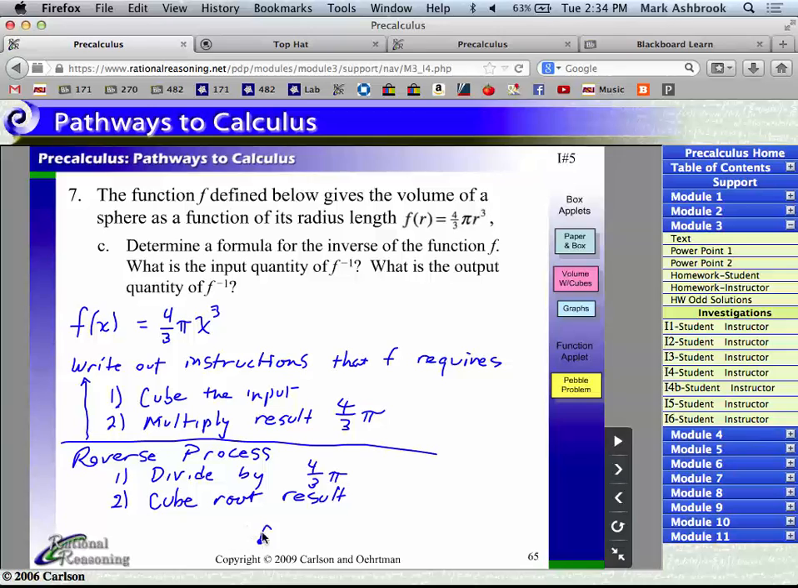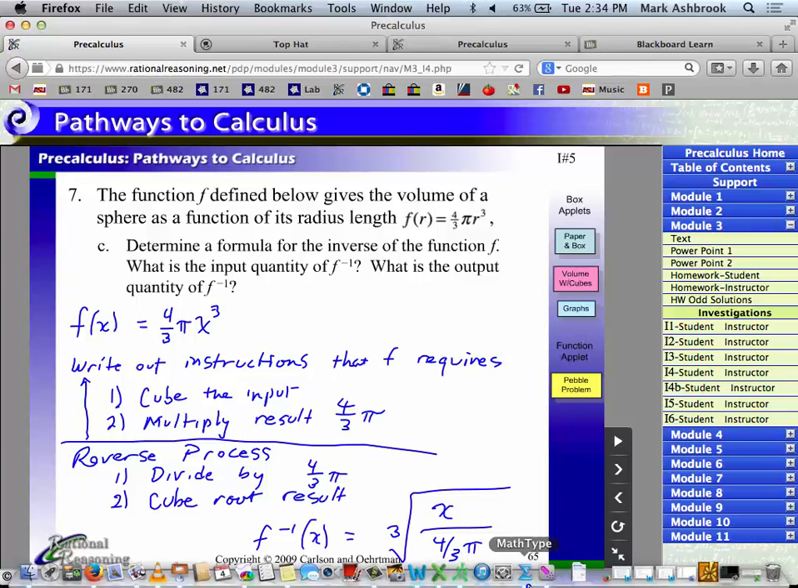So now we can write what F inverse of x is just by following those instructions. We're going to take the input. What do we do first? Here's the input. Just follow your instructions. Divide by 4/3 pi, and then cube root the result. That's the inverse function. See how cool that is?